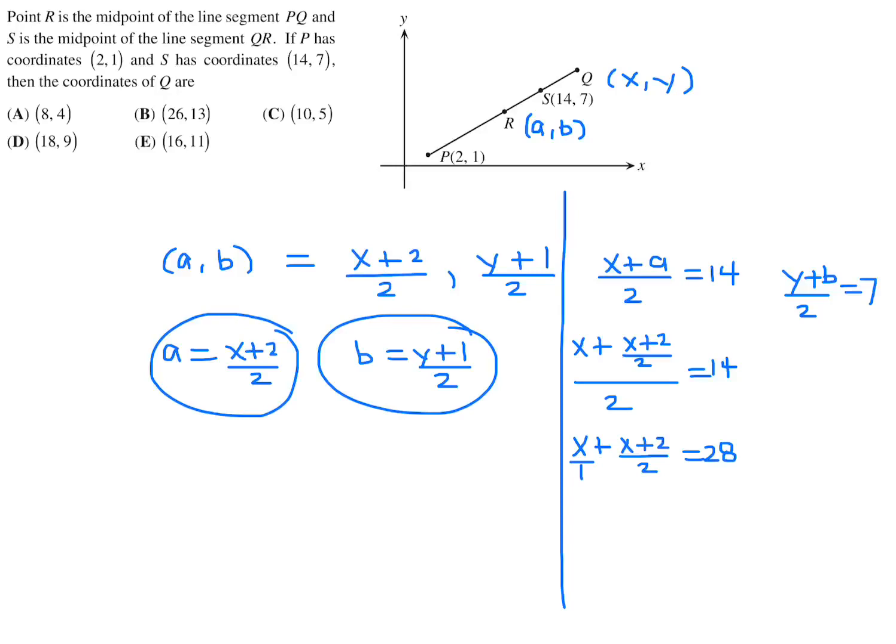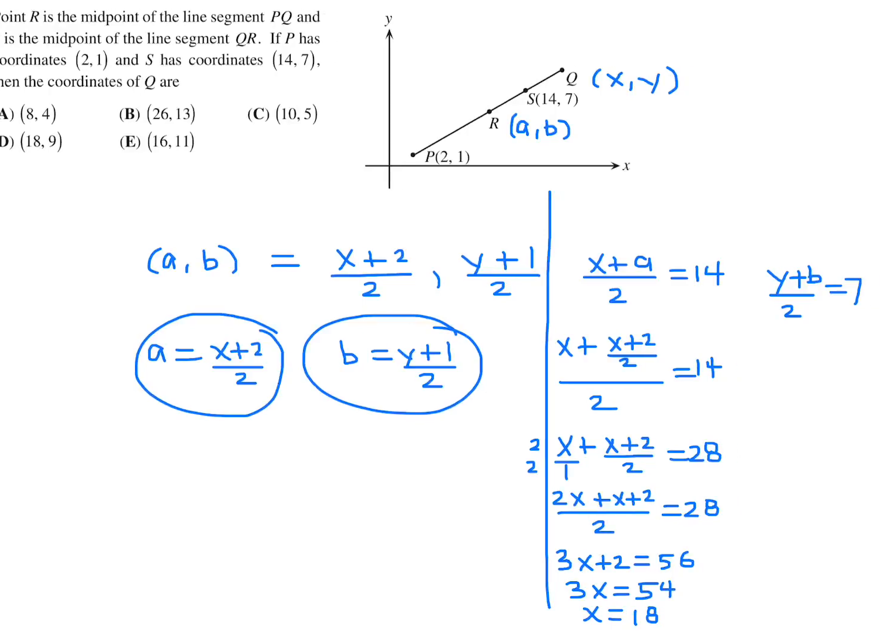And then get a common denominator. 2x plus 2 over 2 is equal to 28. And then I can cross multiply again. 3x plus 2 is equal to 56. 3x is equal to 54, and therefore x is 54 divided by 3, which is 18.